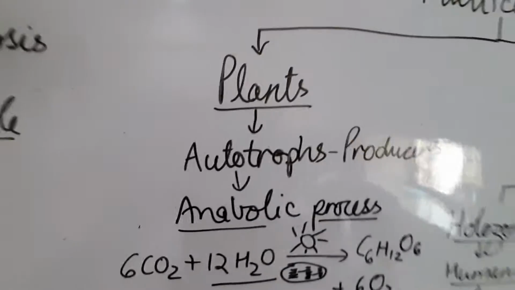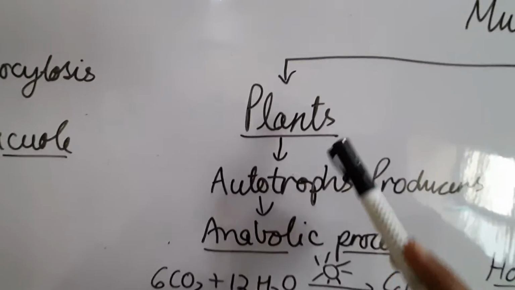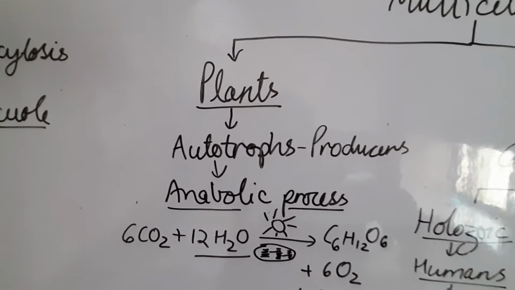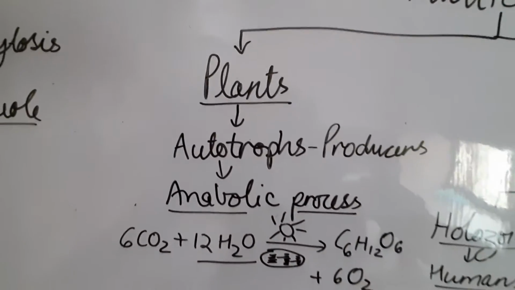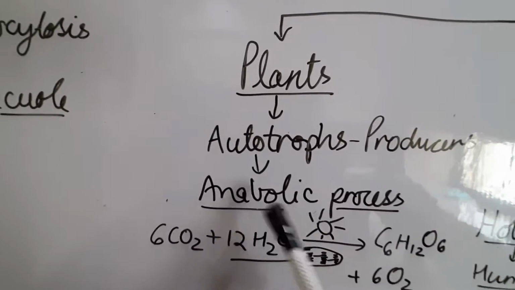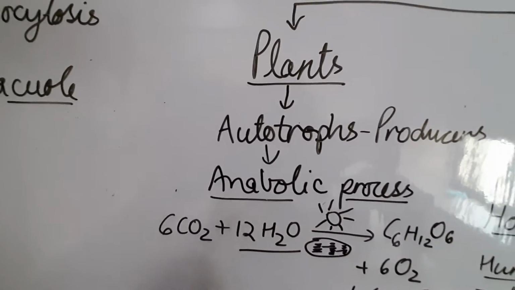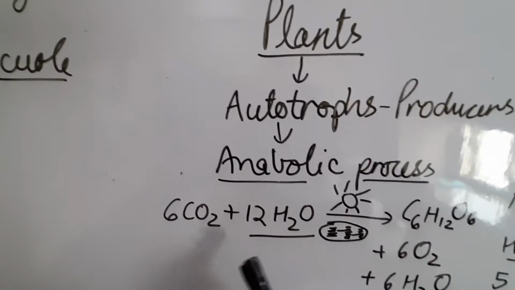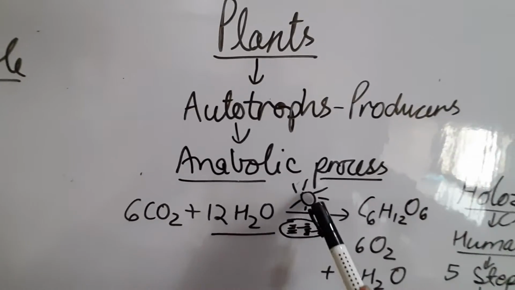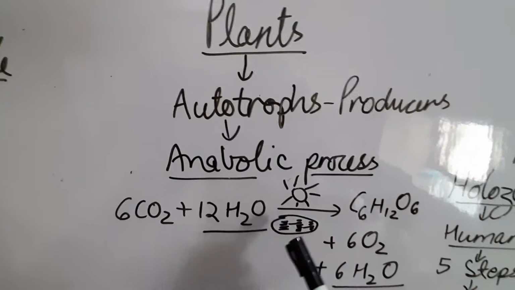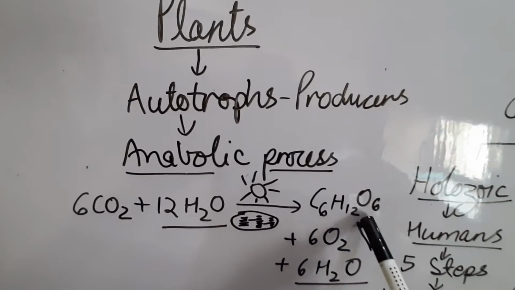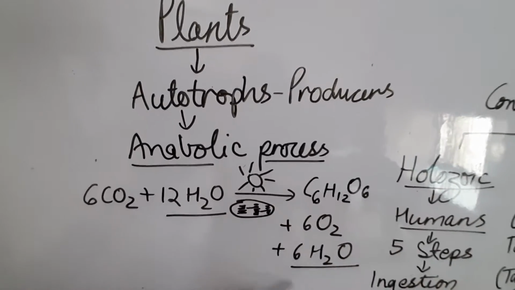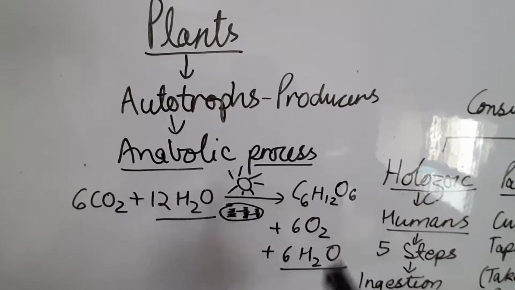What about plants? Plants are the only autotrophic organisms which are present on earth. They are therefore called producers. They undergo an anabolic process which is called photosynthesis. What happens here? Carbon dioxide and water, in the presence of sunlight and chloroplast, are converted into glucose, oxygen and water. So this is nothing but the food produced by the plants.